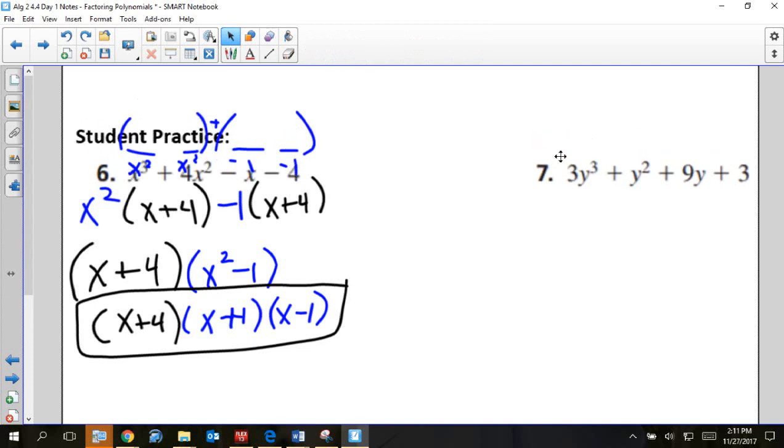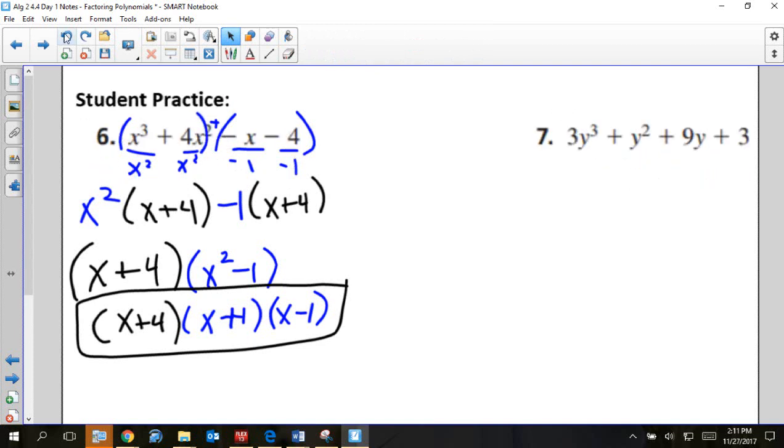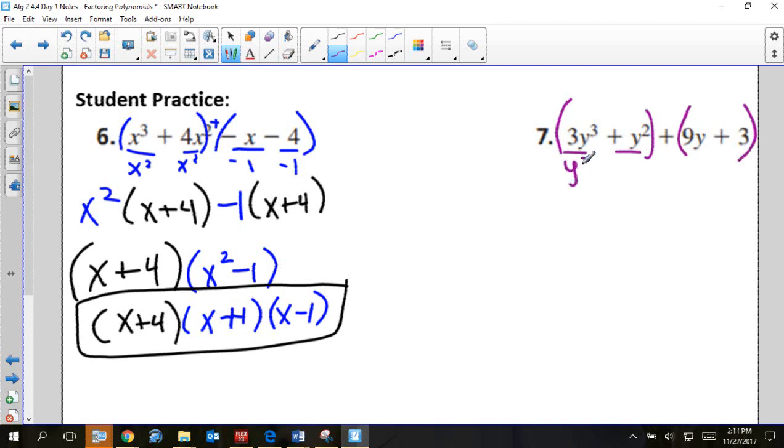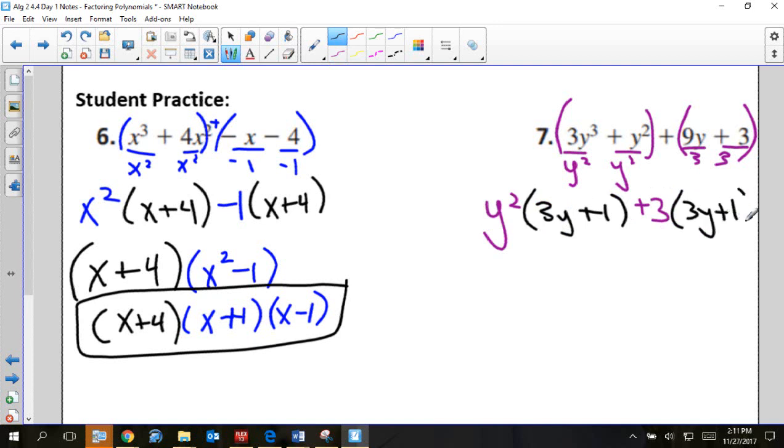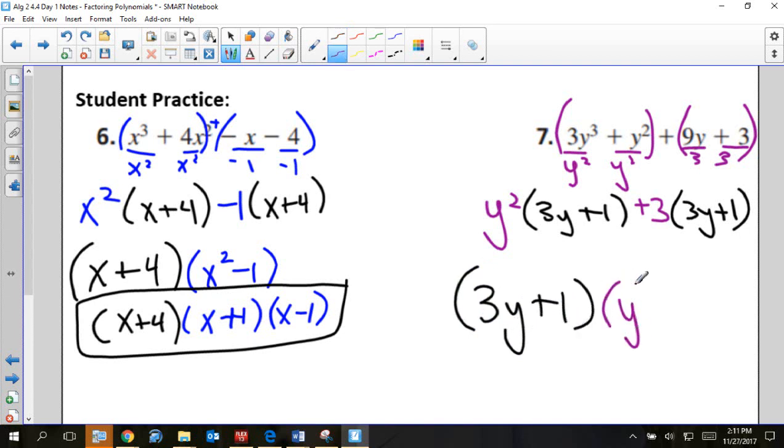The other question: group them however you feel like you should get them grouped. There has to be a plus sign in between. Take out GCF y squared, and over here 3. And 3y plus 1 is now the GCF of the whole thing. When I take that out, I have left over y squared plus 3.